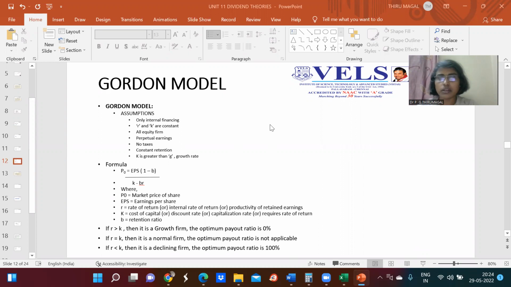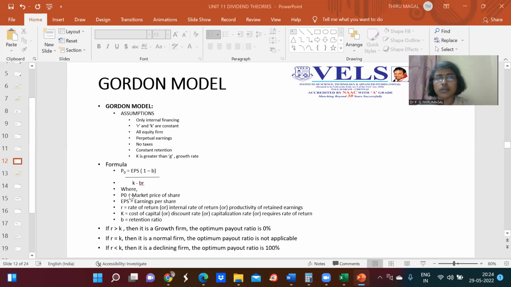Based on that the Gordon model is developed, and this is the formula used to find out the price of the share using the Gordon model. That is P0 equal to EPS into (1 minus B) divided by (K minus BR). EPS is nothing but earnings per share, and B is the retention ratio. So retention ratio, how we calculate: 1 minus payout ratio will give you the retention ratio. That is, whatever earnings the company receives, whatever is paid out, the balance will be the retention ratio. So payout ratio may be 1 minus retention ratio, or retention ratio equal to 1 minus the payout ratio.